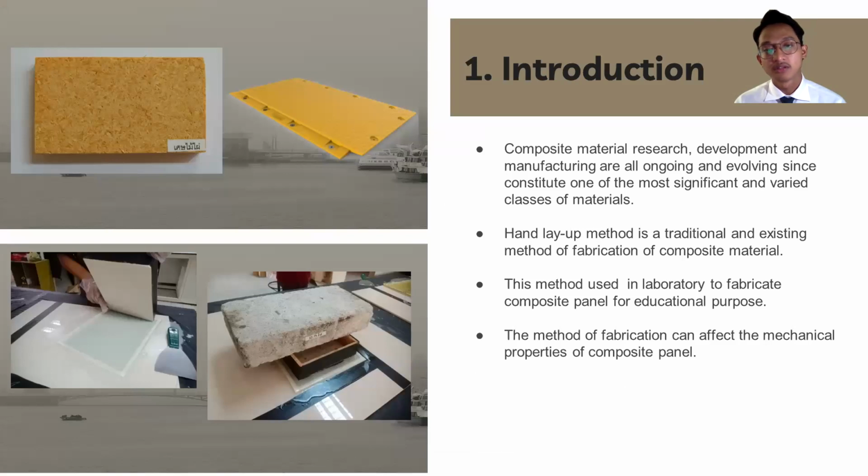Composite material research, development, and manufacturing are all ongoing processes since composite materials have varied classes. For example, natural fiber composite material is in very high demand due to advantages such as low cost, biodegradability, and renewable source, and these natural fibers are easily available in nature. Hand layup is the most famous traditional method used to fabricate composite panels. For example, as shown in the figure below, this is the hand layup method used to fabricate composite panels.